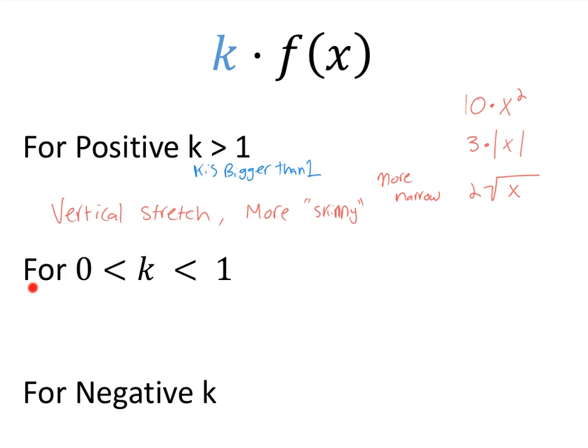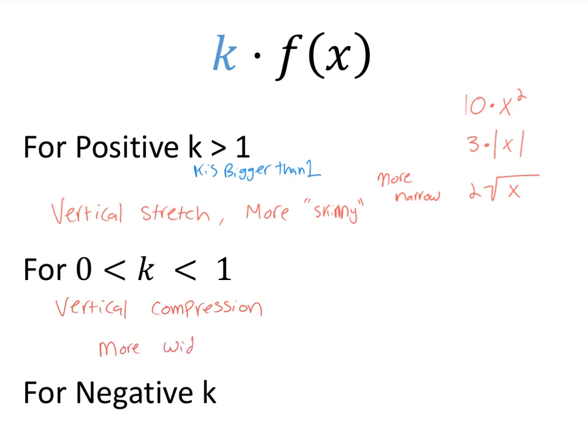So to really understand what this next thing means, we really have to break it down into 2 sections. So for k is bigger than 0, but less than 1. So essentially what that means is it's not equal to 0 or 1, but it's between those two. So usually this means it's a decimal value of some sort. So when k is between 0 and 1, it is a vertical compression, and oftentimes this makes it more fat or more wide.